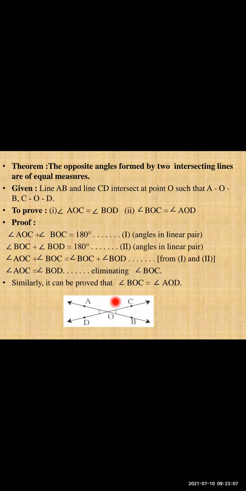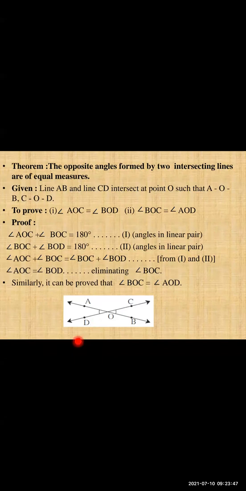And we know that the addition of these two angles is 180 degrees. How much do they form? They form 180 degrees because A, O, B are collinear, meaning they lie on a straight line, and the angle formed between them is 180 degrees. So angle AOC plus angle BOC is equal to 180 degrees. Angles in linear pair. It is given as equation number 1.